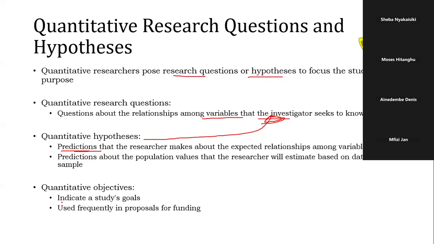So the quantitative objective indicates the study's goal, and normally is used frequently for proposal funding. However, we also know that we have objectives in dissertation or research work at master's levels. We know we have objectives. It's not for funding purposes, but we shall be able to delineate between the two: hypothesis on the quantitative side and a research objective on the qualitative side.